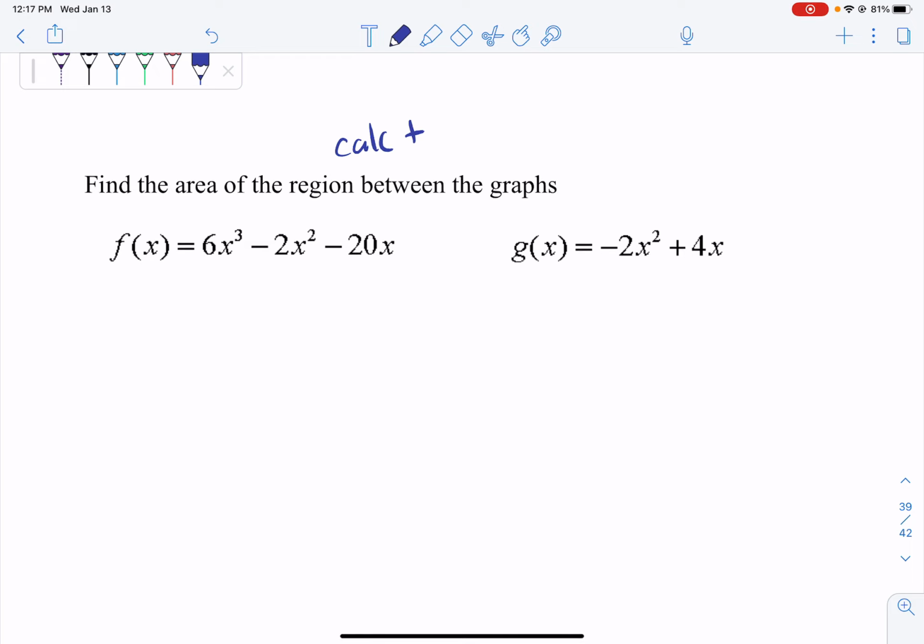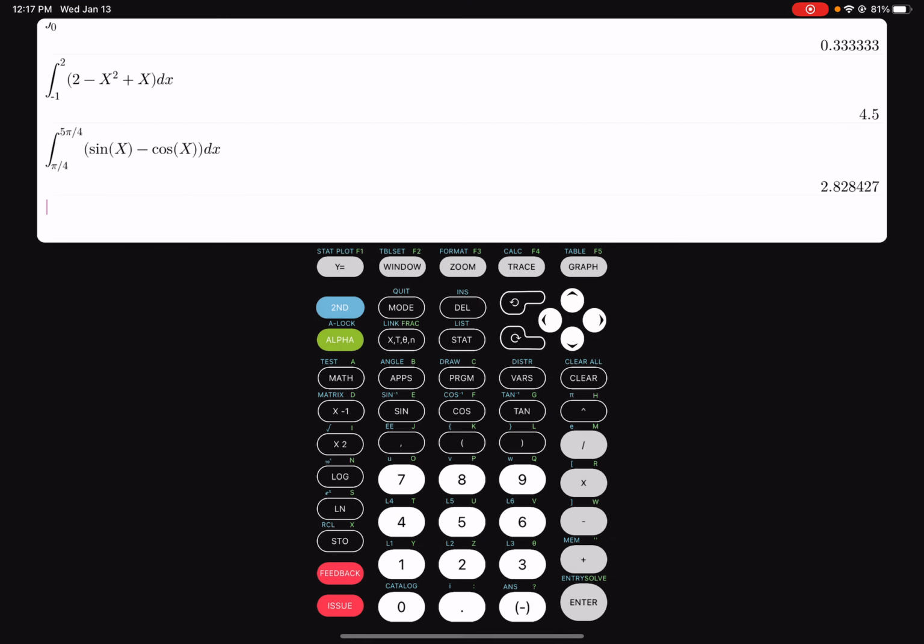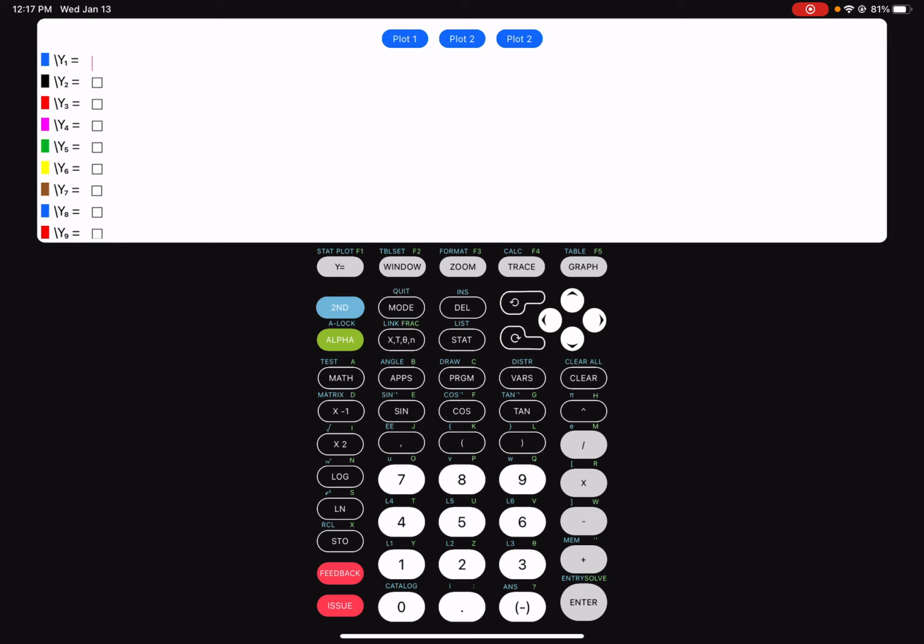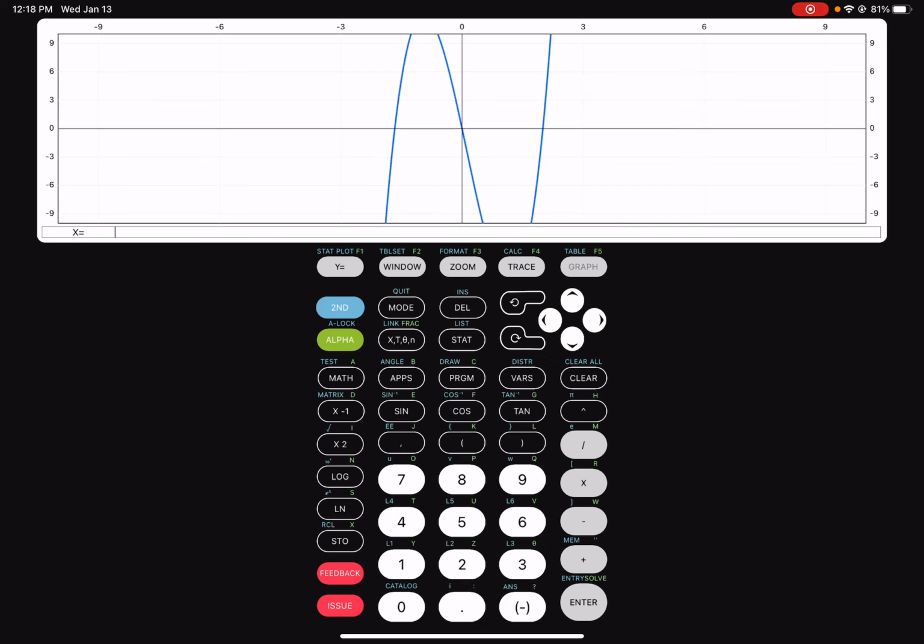So when it gives me these pictures, 6x cubed minus 2x squared minus 20x, I have no idea what that's going to look like. But I can graph it. I can go to my calculator, go to y equals, and plug in 6x cubed minus 2x squared minus 20x. When I graph that, this is what it looks like. With the x cubed, that might have been a hint that it's going to look something like that.